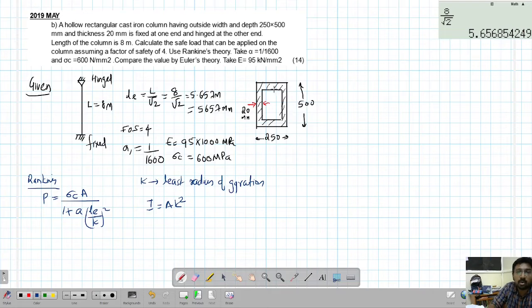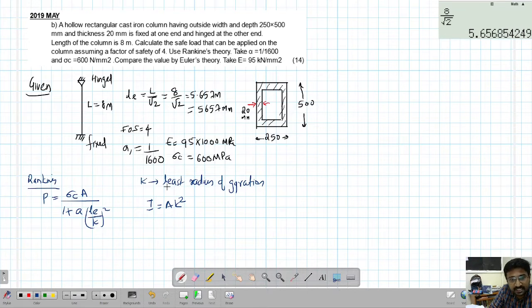Now the problem with this section is, in the previous questions that I have done, all the sections are circular. So in any direction you find the value of I, it is the same. But for a rectangle section, you can have two I's. So the two major directions are there, and in these two directions we can have different I's. There is an I in this direction, there is an I in this direction. So which I do we have to take? That is the question here.